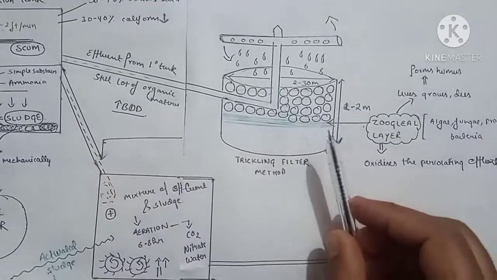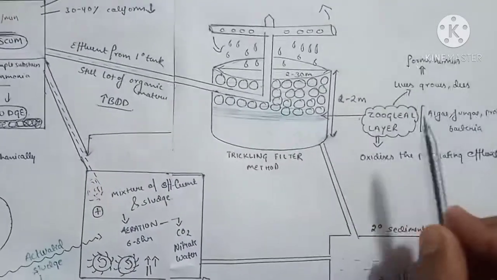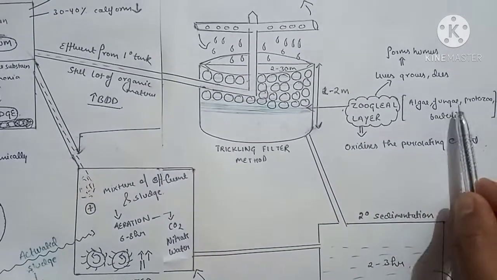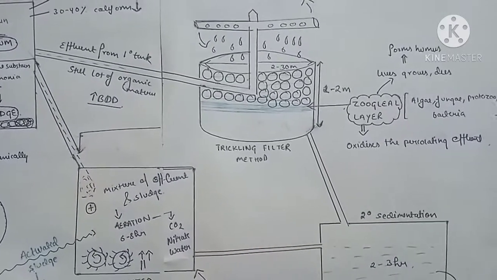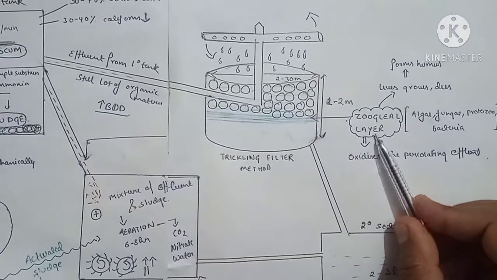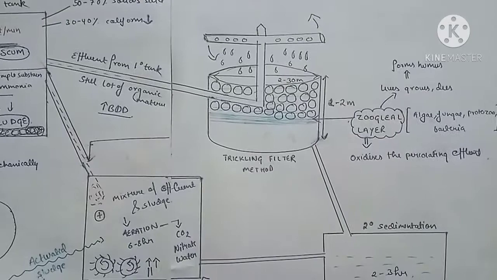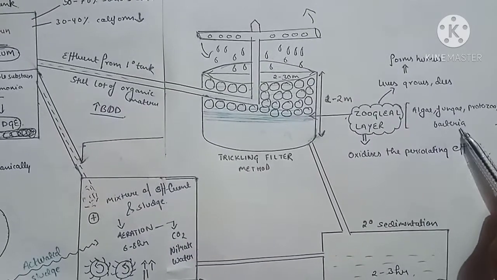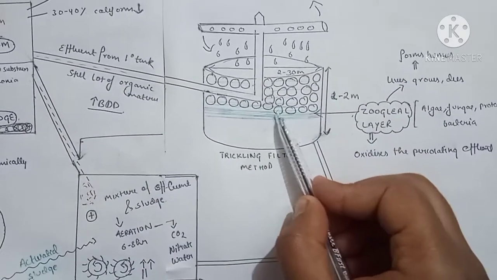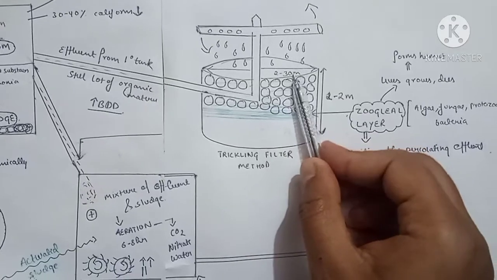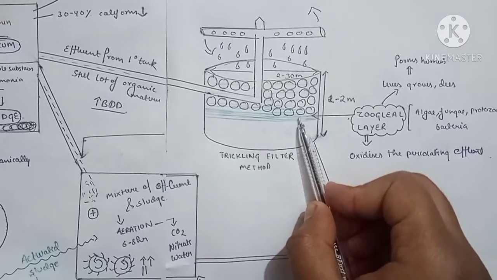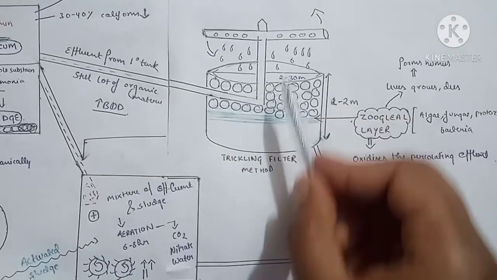And between these stones, we have a special layer, that is the zoogleal layer. This zoogleal layer is formed by algae, fungus, protozoa, bacteria, everything you can think of. This layer is very important, because it is the primitive form of life, you can say, that consists of algae, fungus, protozoa, bacteria. As the effluent is percolating, it will also pass through the zoogleal layer. This layer is present all over the stones and over the surface a bit. So as the effluent passes through it, this zoogleal layer oxidizes all the percolating effluent.